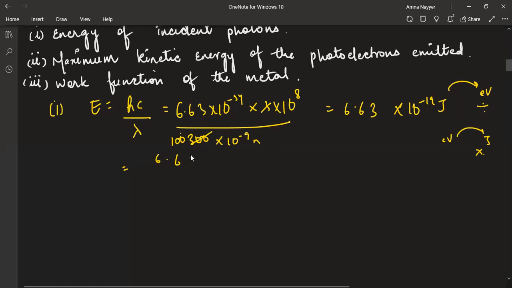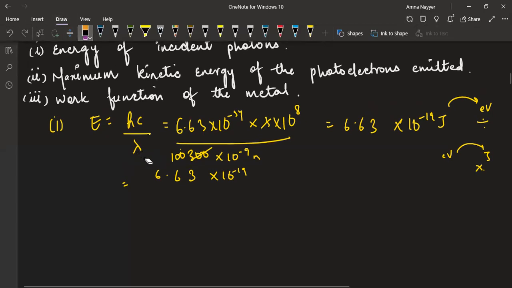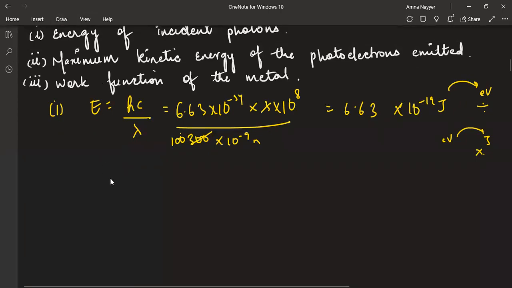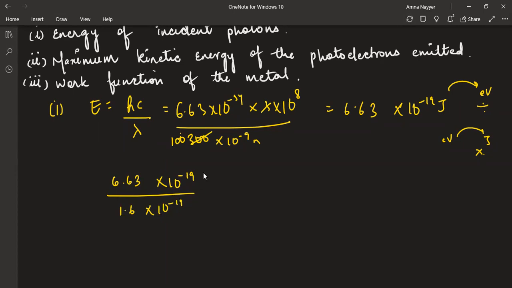So this will be 6.63 into 10 to the power minus 19. To convert it, I'll write it as 6.63 into 10 to the power minus 19 divided by 1.6 into 10 to the power minus 19. Minus 19 and minus 19 will directly cancel. And this will be around 4 something. So 4 point, how much is it coming? That I'll tell you, 4.14. Yes, good, your calculations are good.